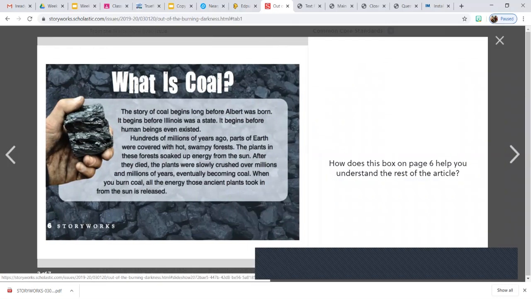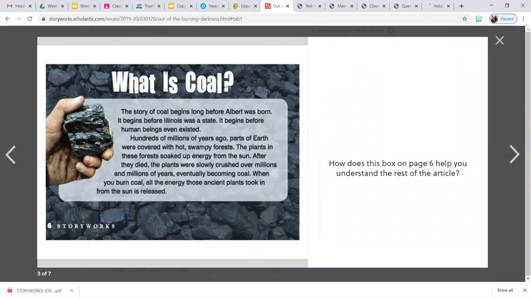How does this box on page 6 help you understand the rest of the article? So it says, what is coal? The story of coal begins long before Albert was born. It begins before Illinois was a state. It begins before human beings even existed.